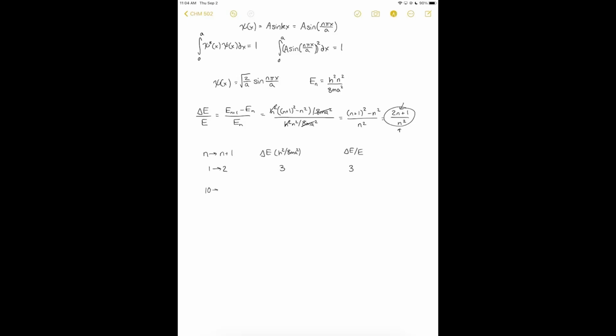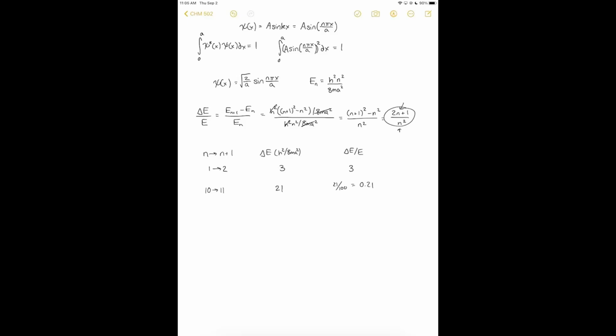What happens if we go from 10 to 11? Well, here, 10 squared is 100, 11 squared is 121. So our delta E is 21. Our delta E is increasing, right? But going from 100 to 121 is a lot smaller of an ask than going from 1 to 3. So if we take 21 and divide that by the energy we started at, 100, we end up with 0.21.